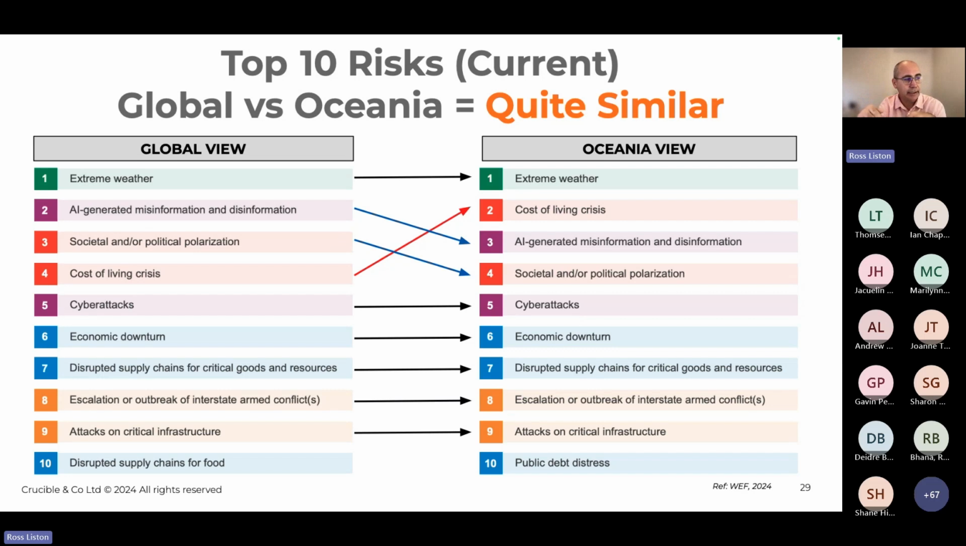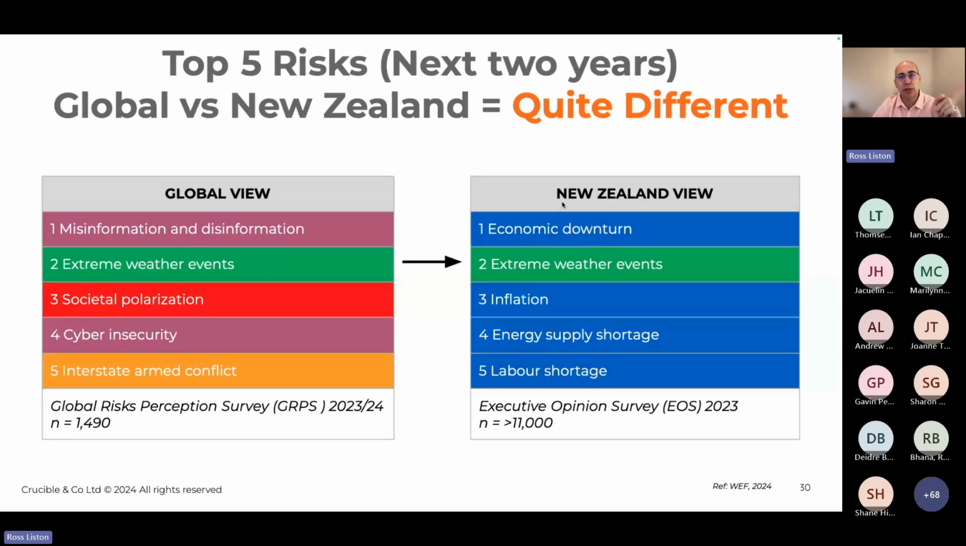And then maybe right down at number 10, we've got something completely novel, whereas globally disrupted food supply chains are the issue. And then in the more localized context, it's around public debt distress. But generally, it looks the same. So using that information doesn't mean we have to make many changes in our thinking. However, the picture changes when we start to look at global to New Zealand.